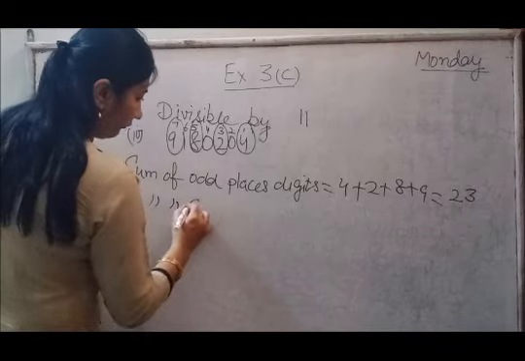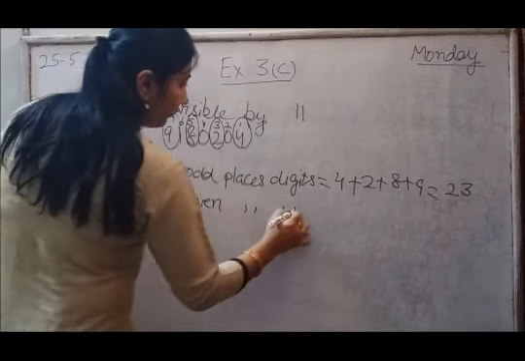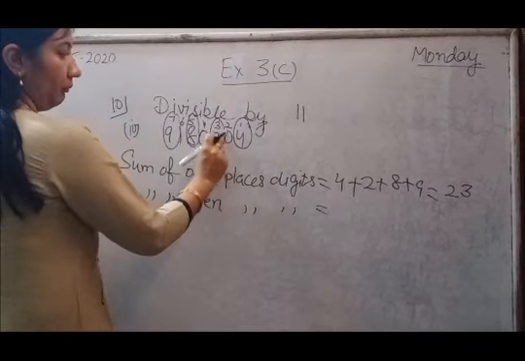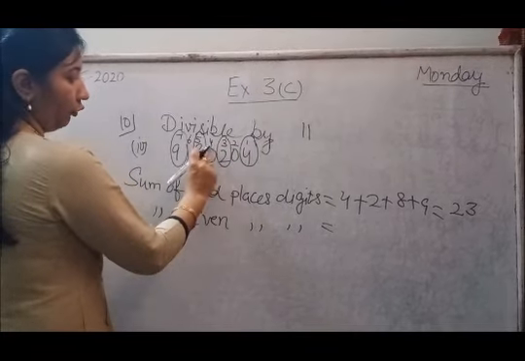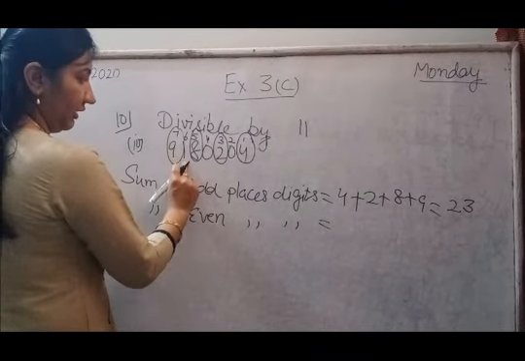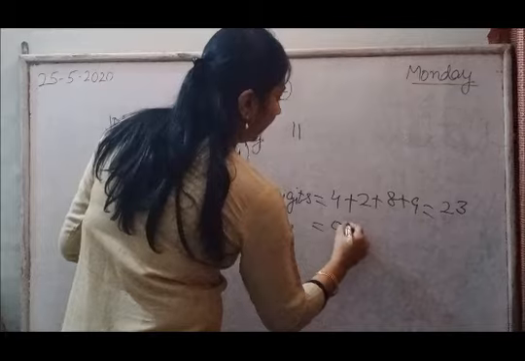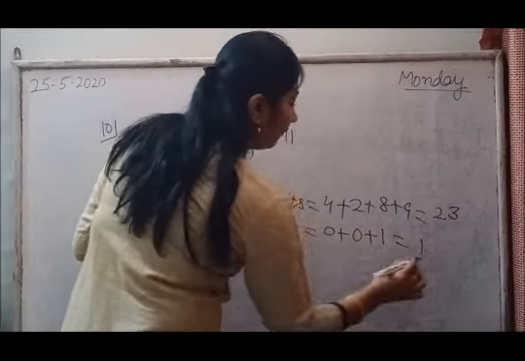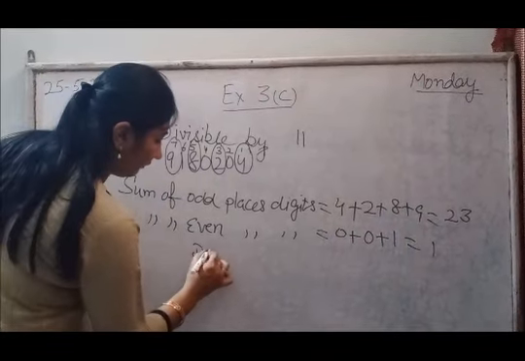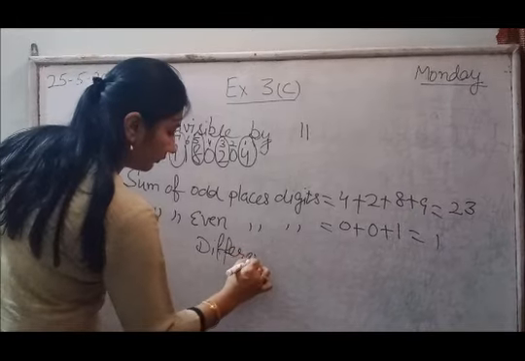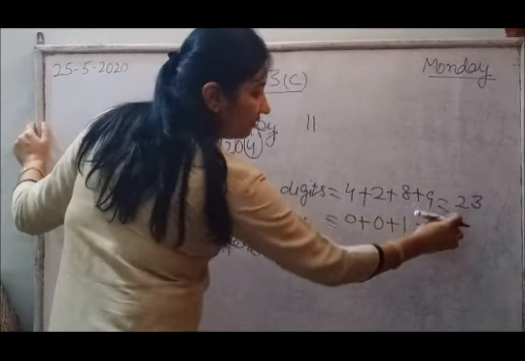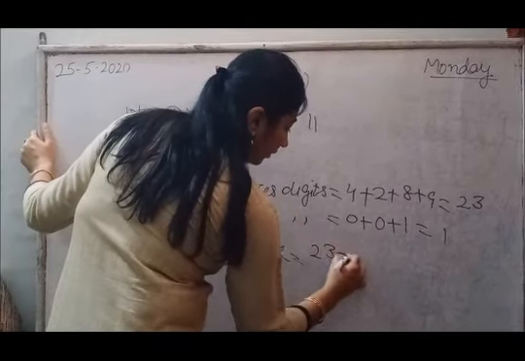Now the sum of even places digits. The 2nd place is 0, the 4th place is 0, the 6th place is 1. So what will we get? 0 plus 0 plus 1, that is 1. Now find the difference: 23 minus 1 is 22.